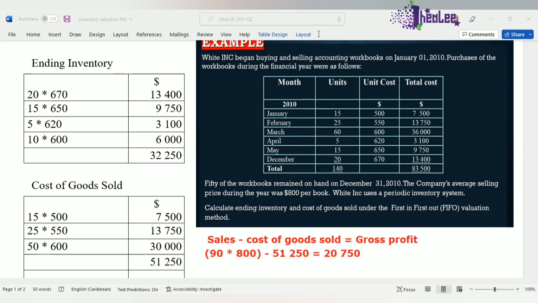In our next lesson, we will look at valuing ending inventory, cost of goods sold, and even calculating the gross profit under the periodic system, where they use the last in, first out method.